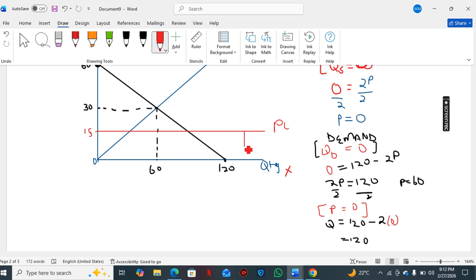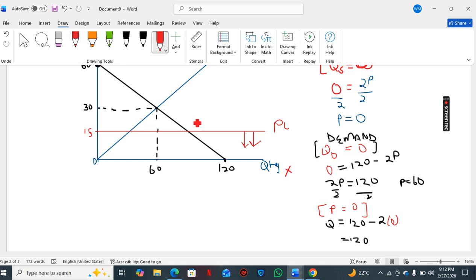They can only go down from here. You can only go down. That's why we're saying price ceiling. You can't go above 15 kwacha. It would be illegal to charge above 15 kwacha. Now we're going to see what the effect of this price ceiling is going to be.